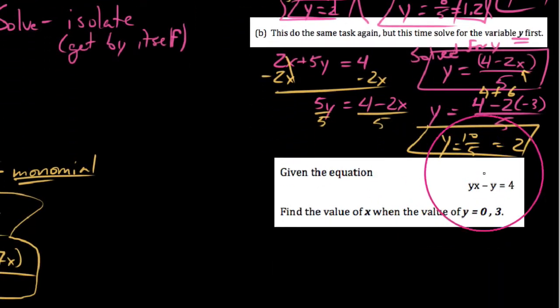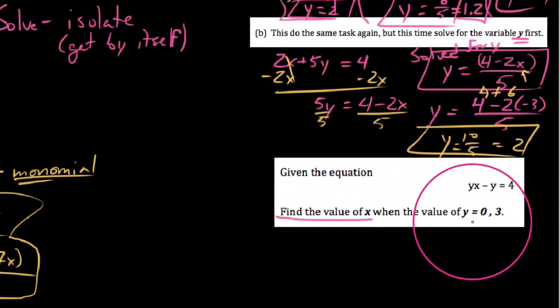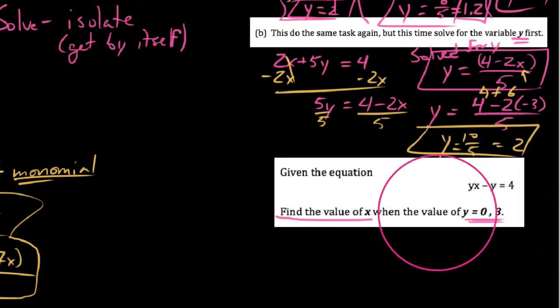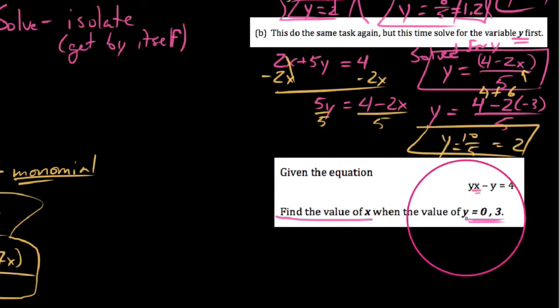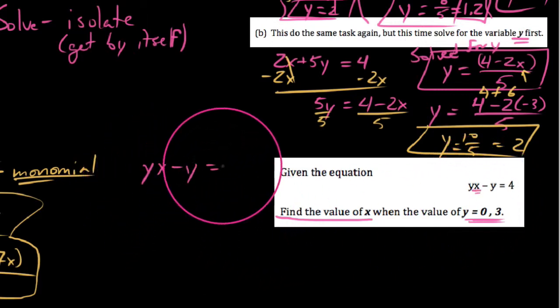So we're going to use the same principle here in this multivariable equation. We say yx minus y is 4. And what I want to do is find the value of x. Find x when y equals these things. And of course we can go plug these values in right now individually. But what I want to do is get x by itself. So when dealing with an equation like this, let's start with that. We say yx minus y equals 4.